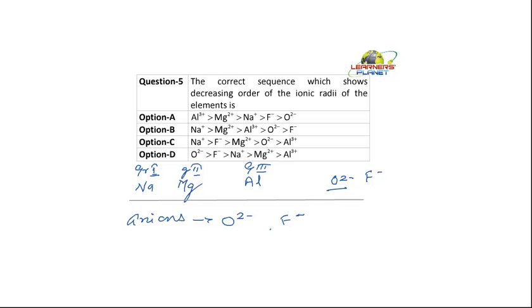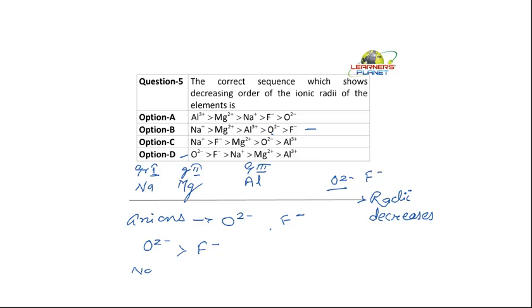So in here I am moving from left to right in the period. So the radii decreases, right? So here O2 minus has got a larger radius than F minus. We have got only one option like this. No, we have got here also, no? We have the second option. So it can be B or D. If we take out one more, we will be close to the answer.